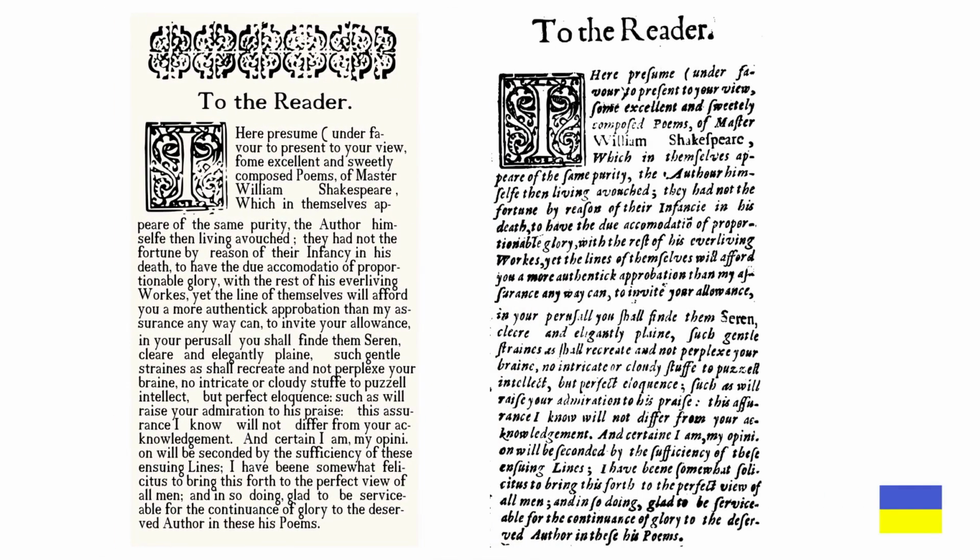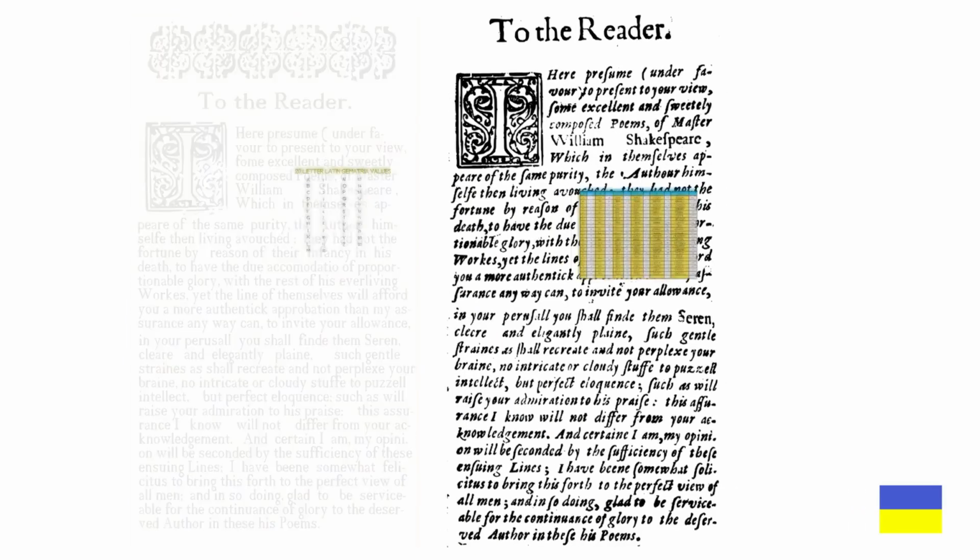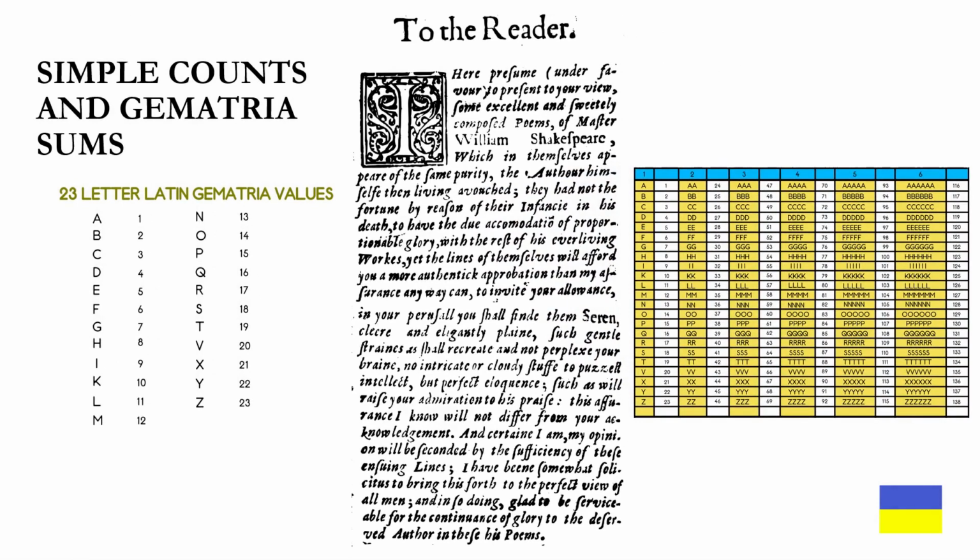This is how it actually looks in the original text. To solve most of the puzzles, we're going to do some simple counts and gematria sums. Of course, we're using the 23-letter Latin alphabet gematria values and also the Latin alphabet repeating count. Our first puzzle.